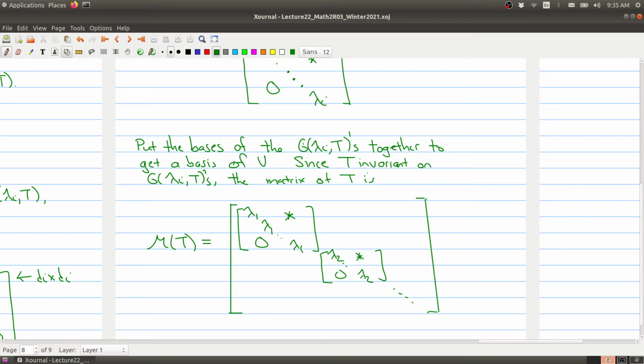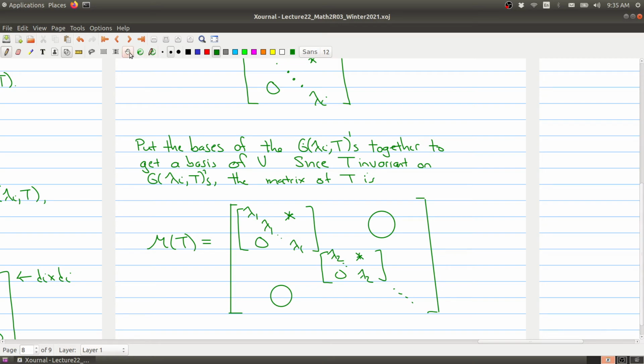And the reason is because remember, these columns here are indexed by the basis of the first eigenspace. Because it's invariant, the outcome has to be expressed in terms of these rows. These columns here correspond to the basis of the second eigenspace. T is invariant under those elements, so the outcome has to be expressed in terms of those basis elements as well. So all over here is 0, and all over here is 0.